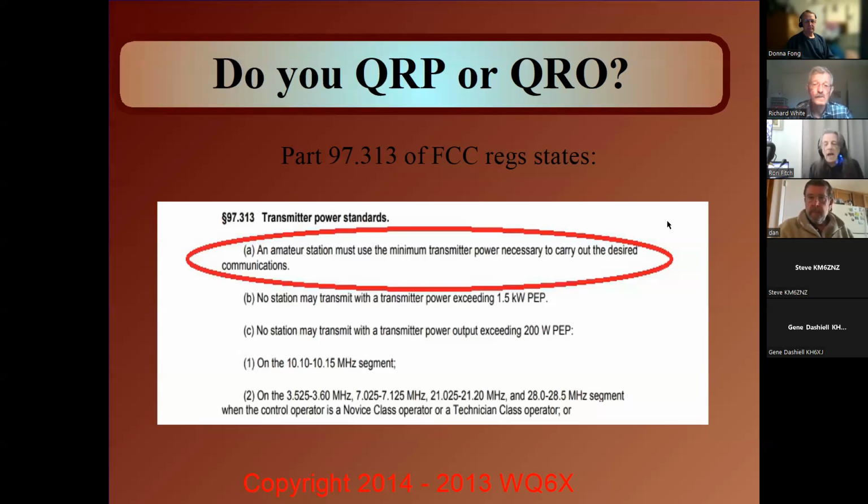For today, however, I want to talk about QRP versus QRO. Now, QRO basically means high power. QRP, turns out the RP stands for reduced power. If I say QRP question mark, I'm saying, should I reduce power? And if you think I should reduce power, you send back QRP, meaning, yes, you should reduce power.